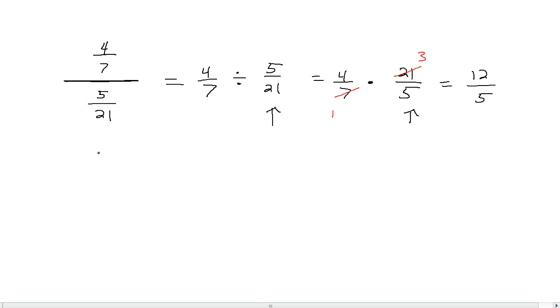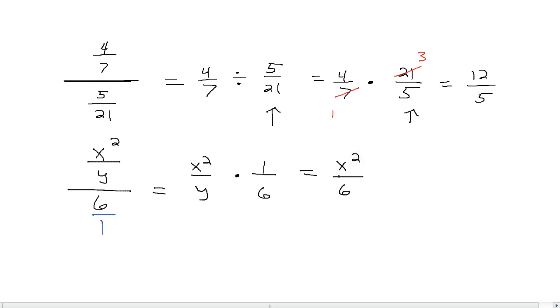All right, so now let's look at one that's got some variables in it. And this one actually looks kind of weird because there are 3 numbers instead of 4. Well, you know that whenever there's a denominator missing, you can put it over 1. So in this case, I've got x squared over y divided by 6 over 1. So instead of dividing by 6 over 1, I'm going to turn it into multiplication and multiply times 1 over 6. So I end up with x squared over 6y. Okay, let's look at another one.